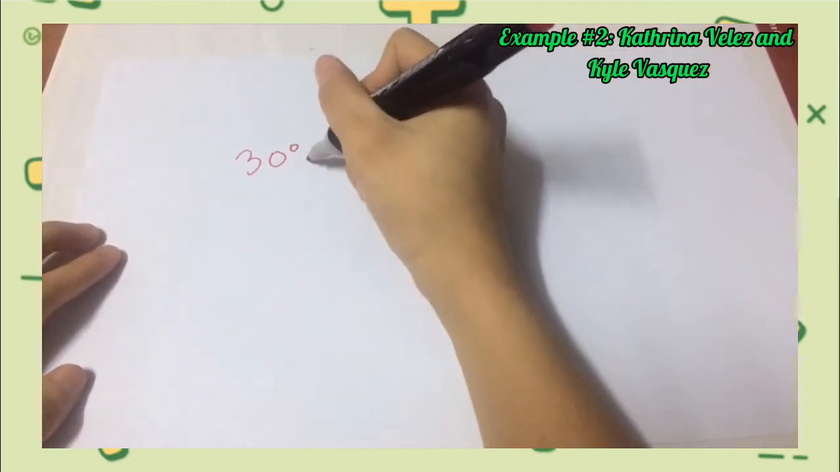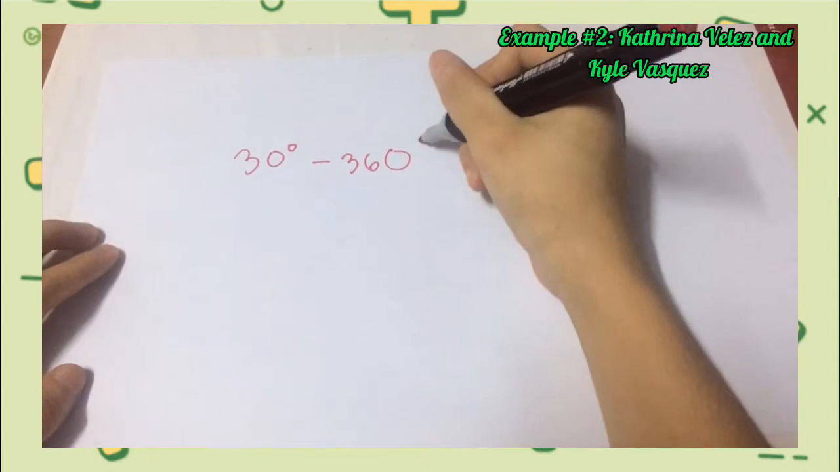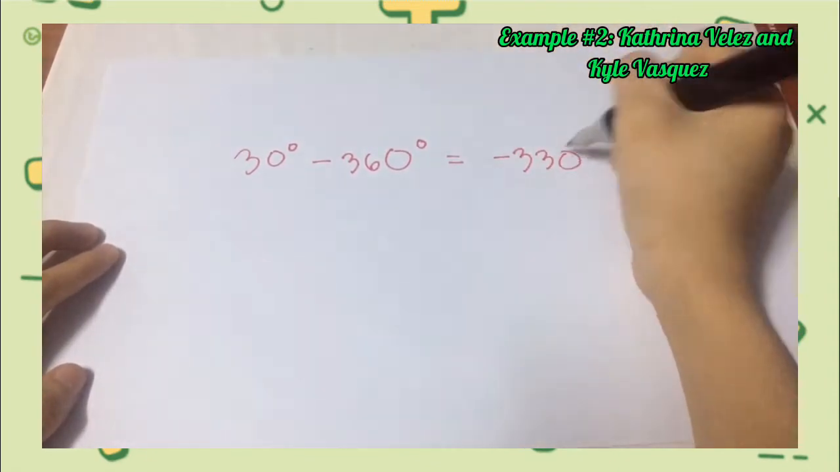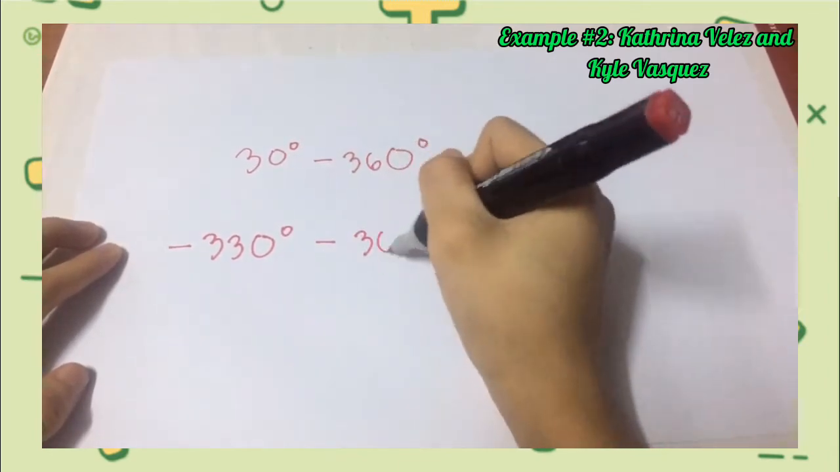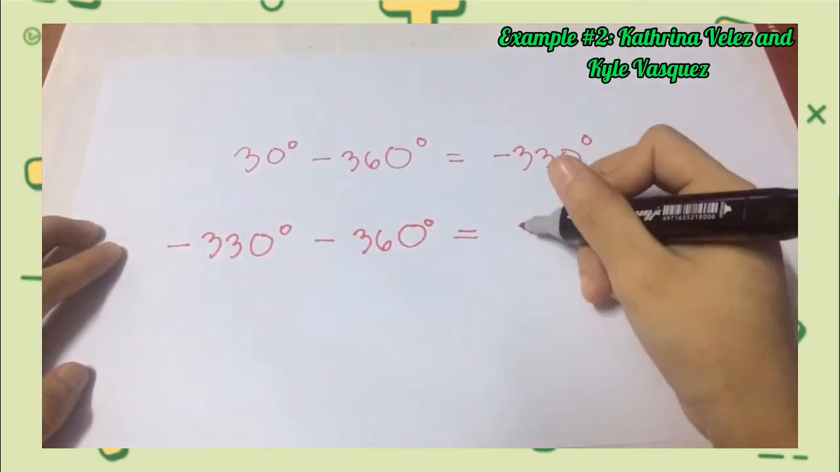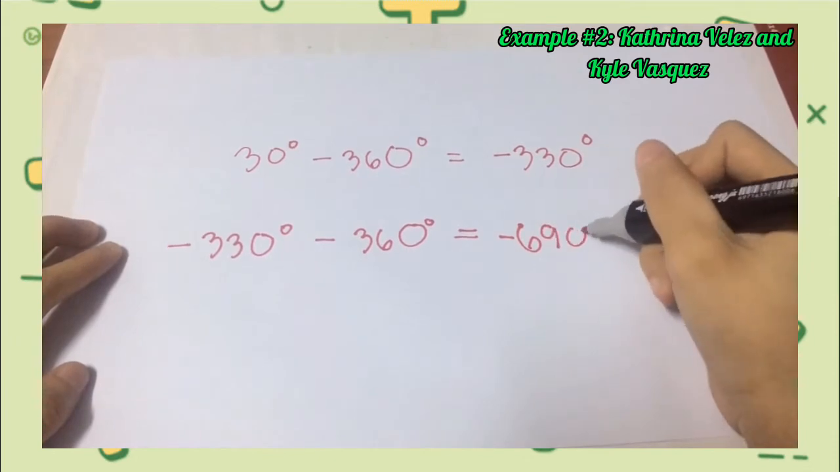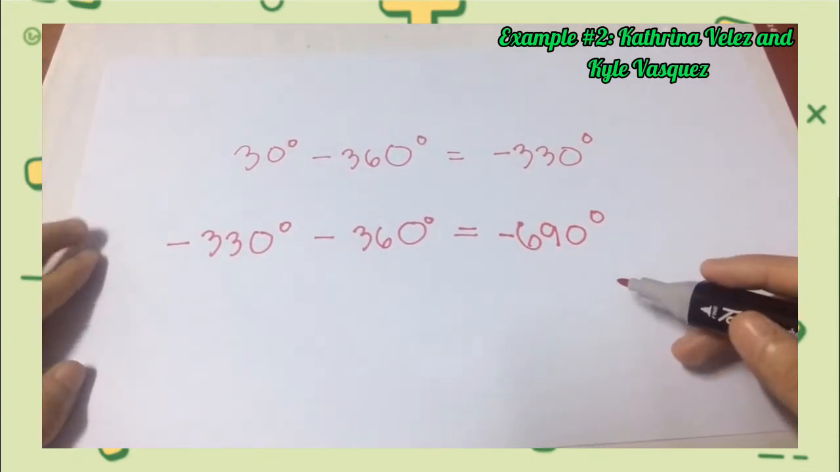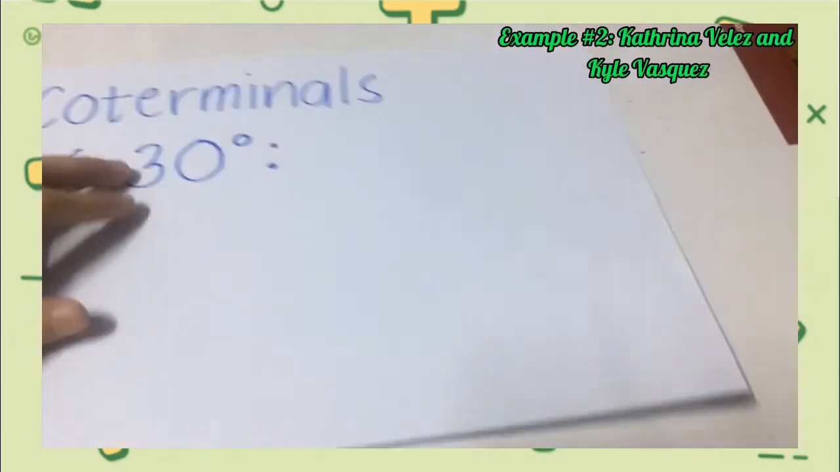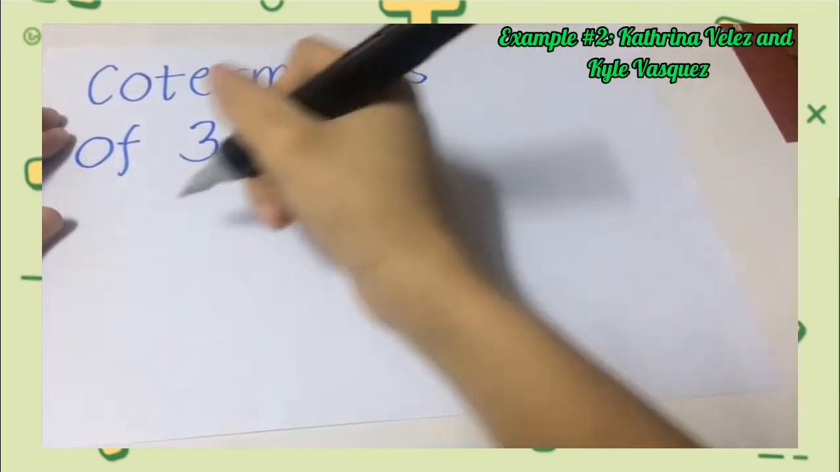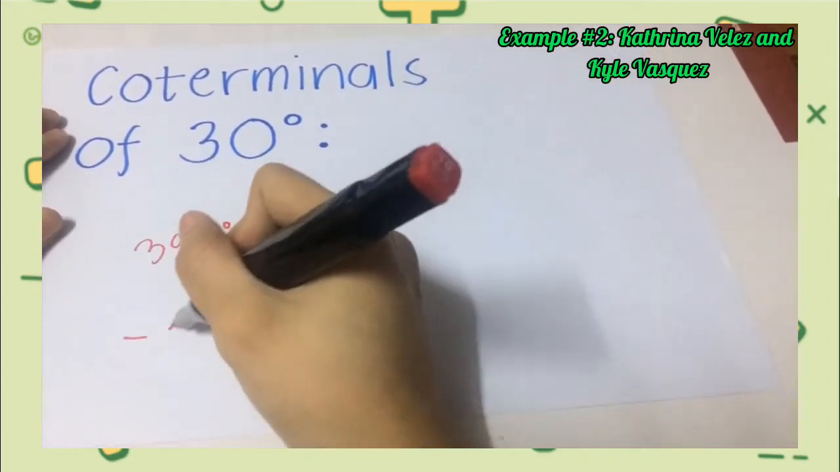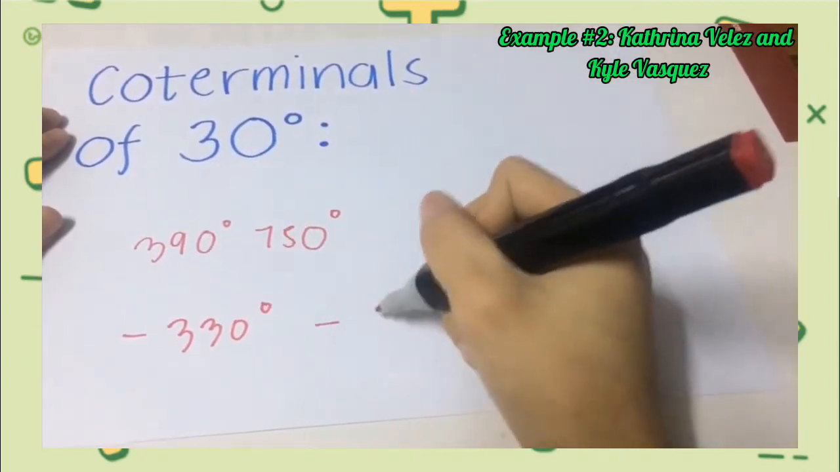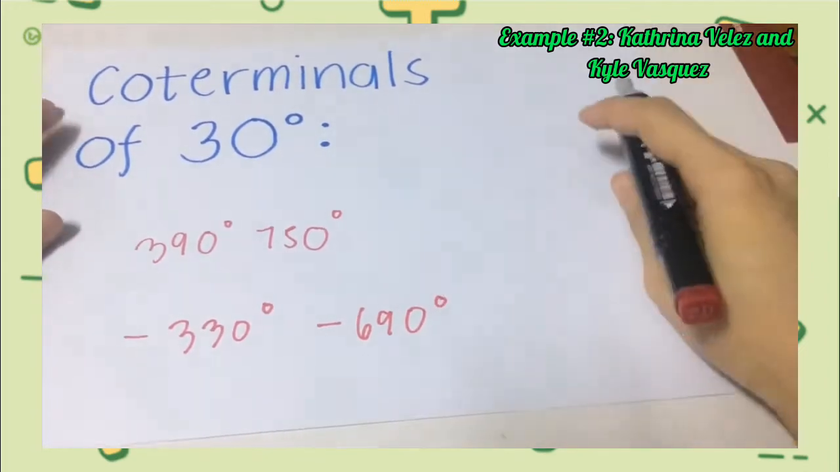To know the negative coterminal angles, you will subtract 360 degrees from 30 degrees and you would get negative 330 degrees, and with that negative 330 degrees, subtract another 360 degrees, which will give you negative 690 degrees. And you would know the coterminal angles of 30 degrees, which are 390 degrees, 750 degrees, negative 330 degrees, and negative 690 degrees.